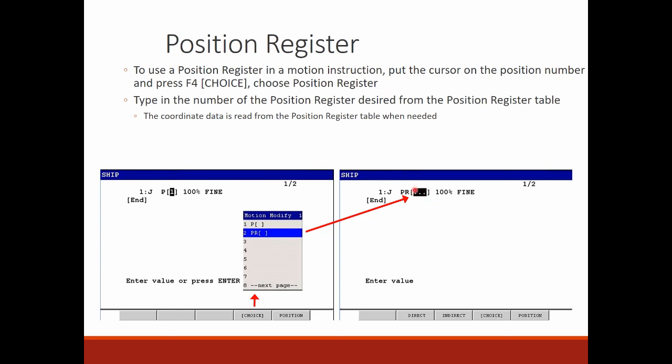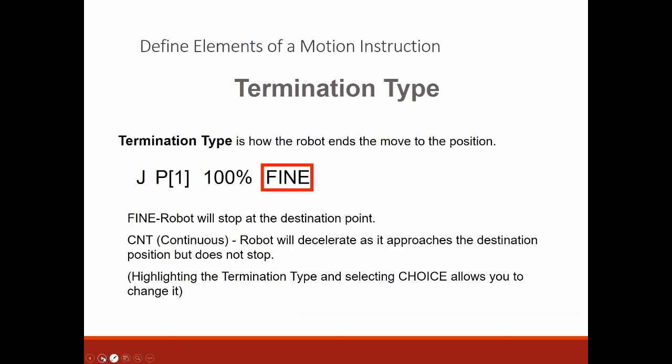So we could have a register value in here, and then whatever numeric value is within that register becomes the position register number that the program is going to. And now we're going to spend a little bit more time talking about termination types of a program. We have two options that define what the robot is going to do once it gets to the position defined in that motion statement.